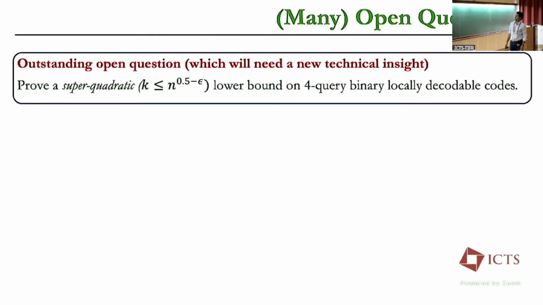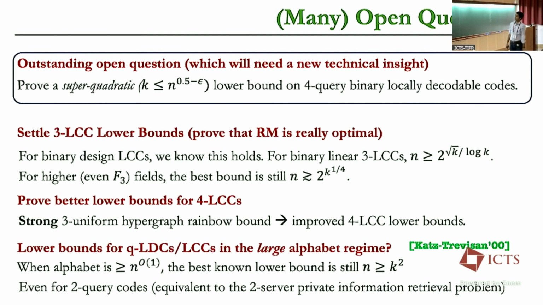I told you a lot about it. I won't tell you much more about it, and I'll just leave this open here. We are kind of close to, but not quite done with, the task of settling the 3 LCC lower bounds. Even on the binary field, it will be great to do it. Ignore this second thing. It's a context I've not told you.